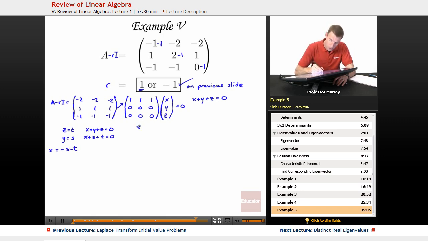And so my x, y, z vector is equal to, okay, my x was minus s minus t, and my y was s, and my z was t. What I'd like to do is factor that out, get an s part and a t part. So I'm going to get an s vector, and I'm going to get a t vector.